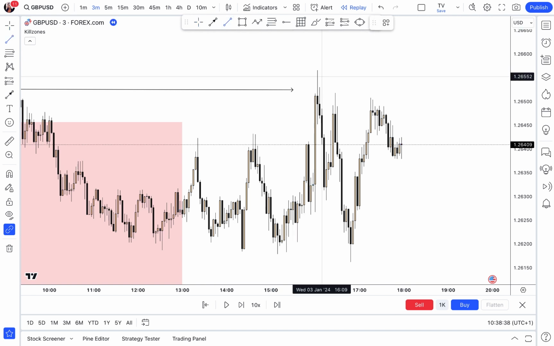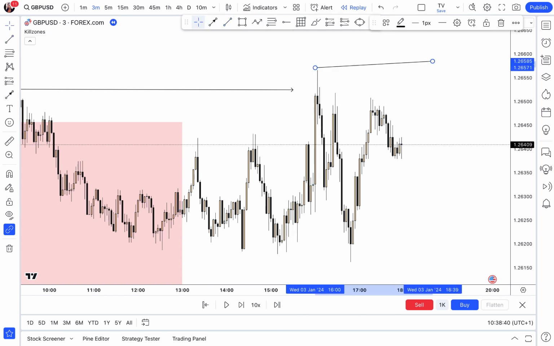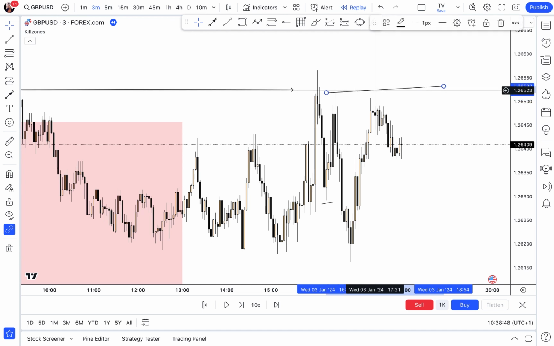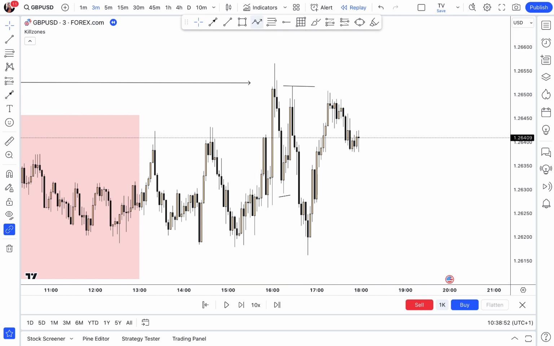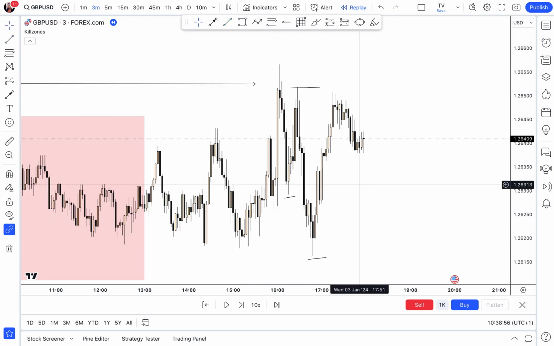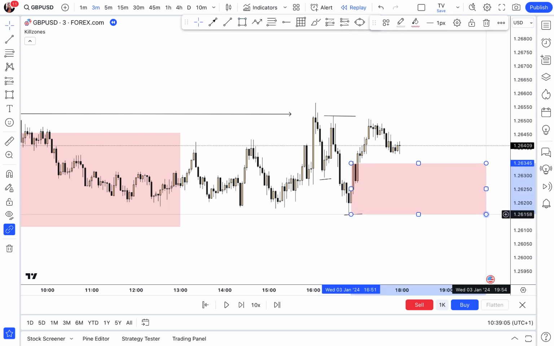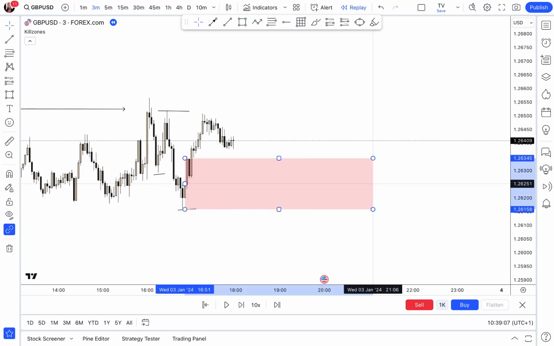So we created this high, this low then gave rise to this high right here, then this high gave us this low right here. Okay, so let's see if we break above this high, then we can take a buy trade from this zone right here.